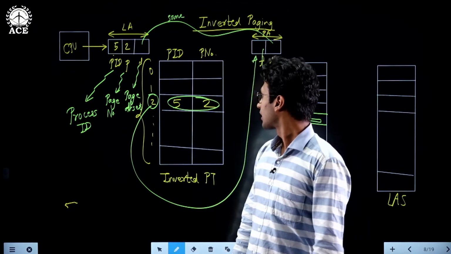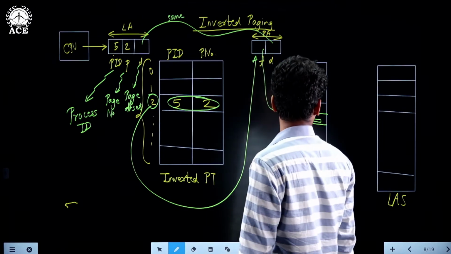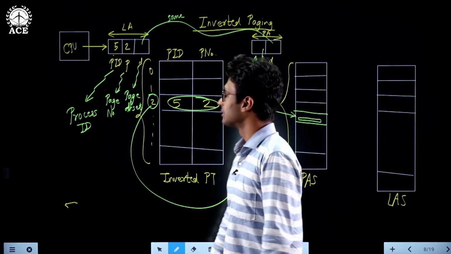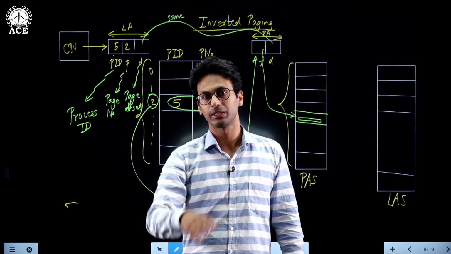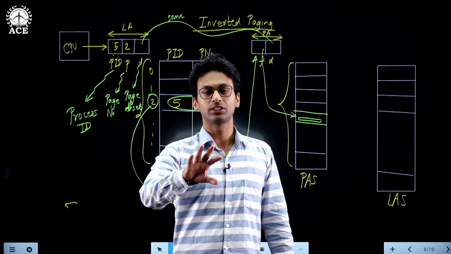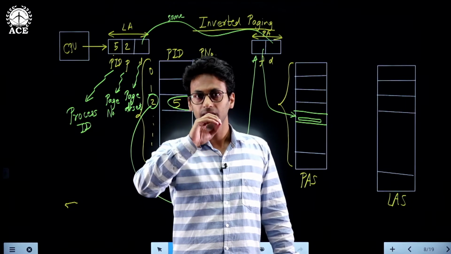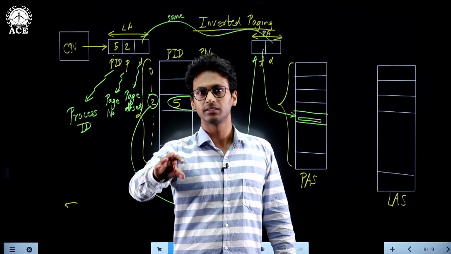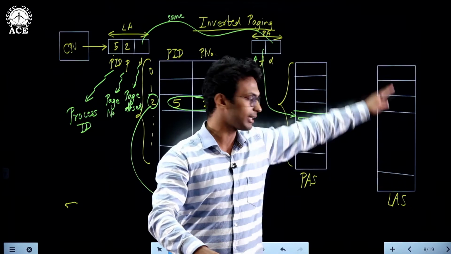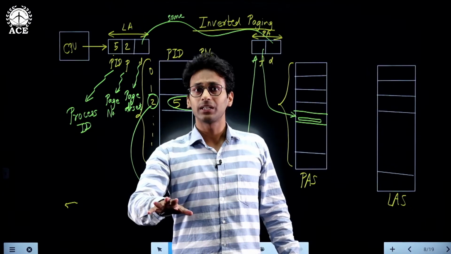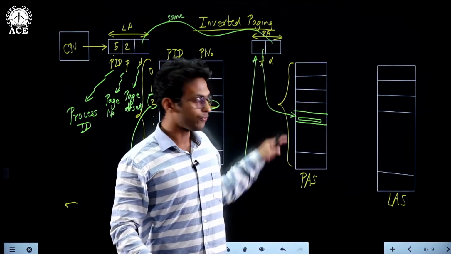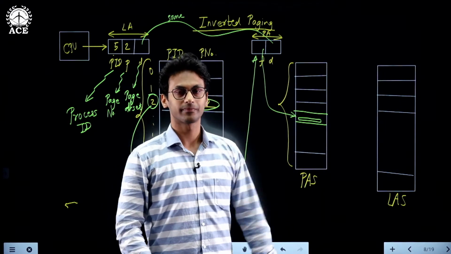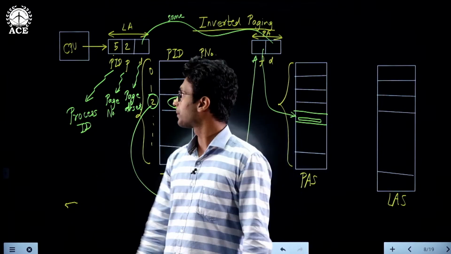Now, another question. That's it. This is the only difference between what we have learned earlier in paging and this inverted page table. In a conventional page table, the number of entries in the page table is the same as the number of pages in logical address space. In an inverted page table, the number of entries in the page table is the same as the number of frames in physical address space. That's it about inverted paging.